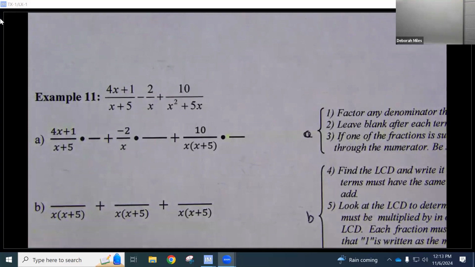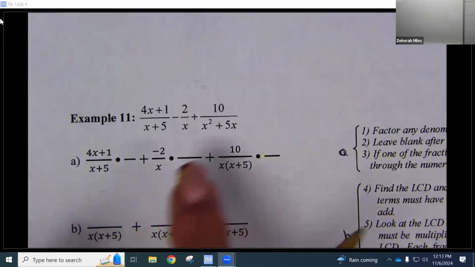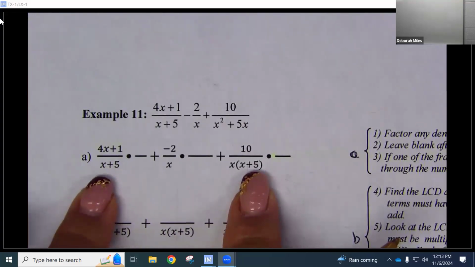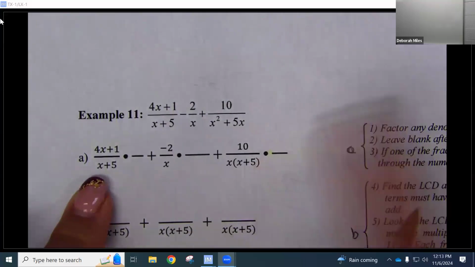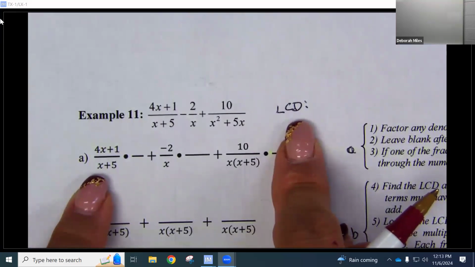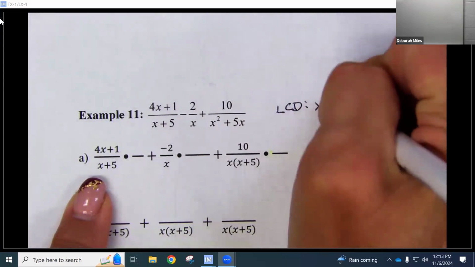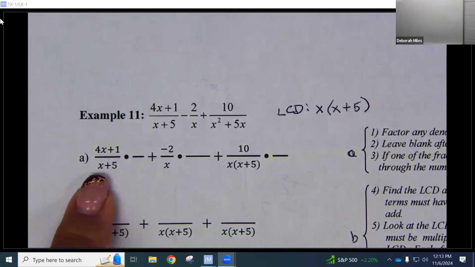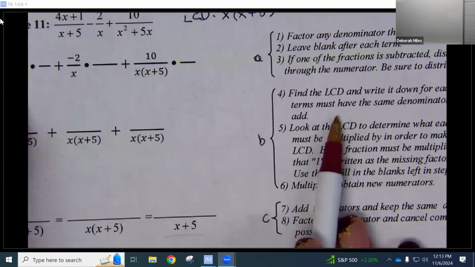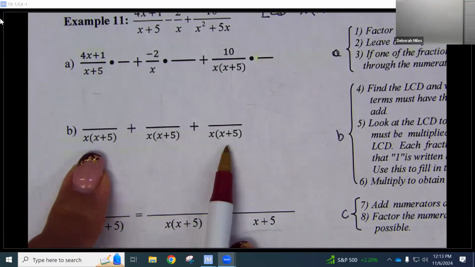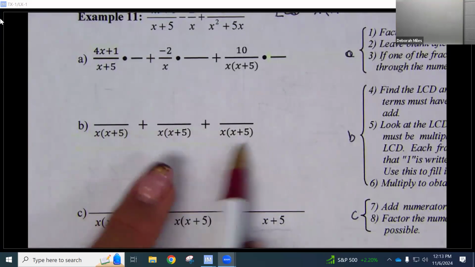Step B, find the LCD. Well, to find the LCD, you need to look at these in factored form and put in one of each factor to the highest power. So what's the LCD going to be? It has to have the X and the X plus 5. Oh, step 4 says find the LCD and write it down for each fraction. I had 3 fractions, so I wrote that LCD down 3 times.